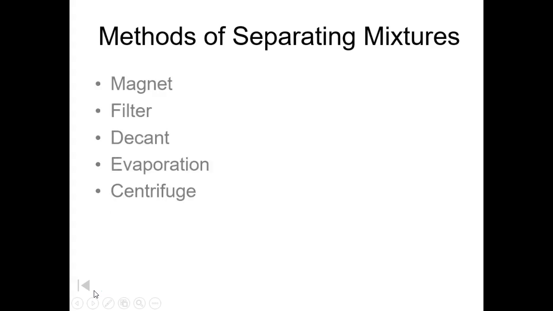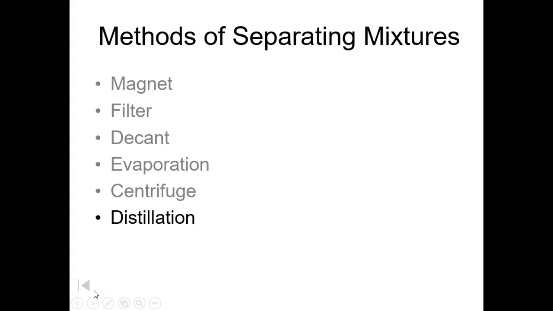What I'd like for you to do for this video is just write the title, Methods of Separating Mixtures. Give me the name of the separation technique, and just jot down a few ideas of how it's used. Okay, so here are the different types that we have. We have a magnet, filter, decanting, evaporation, centrifuge, and distillation.